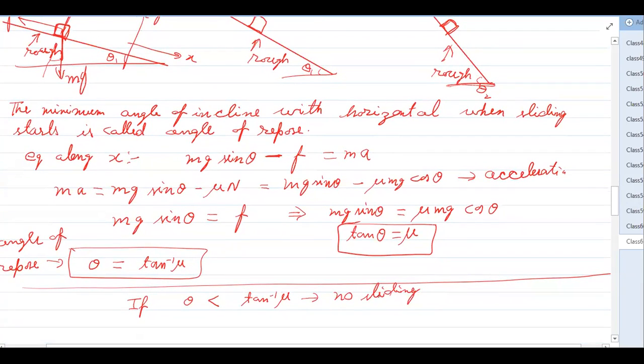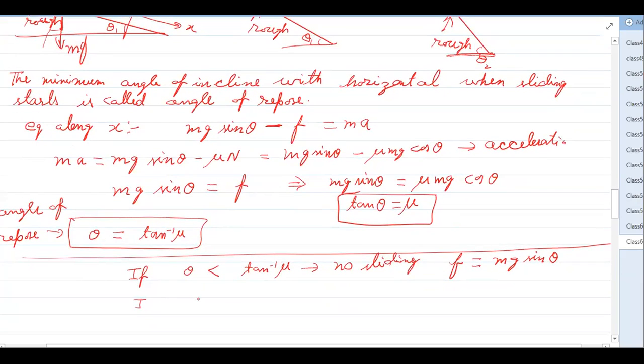And in this case, the friction will not reach the maximum value, and the friction which will act is, since the object is not sliding, the maximum friction will not act. The friction will be only the mg sin theta. Whatever the external force is applied, the friction will adjust its value. Are you getting what I'm trying to say? I am saying that if theta is less than this value, then the incline is not sufficiently large. In that case, the object does not slide. And if the object does not slide, the applied friction is equal to the component of mg along the incline, that is mg sin theta. The friction will be mg sin theta itself.